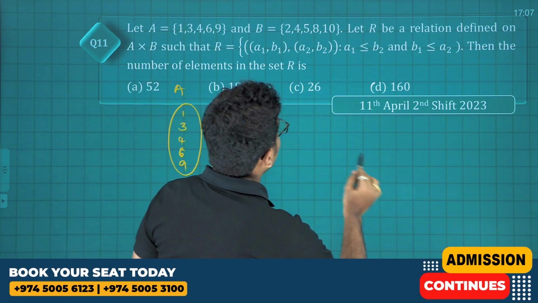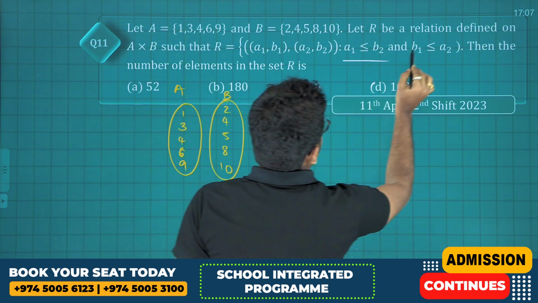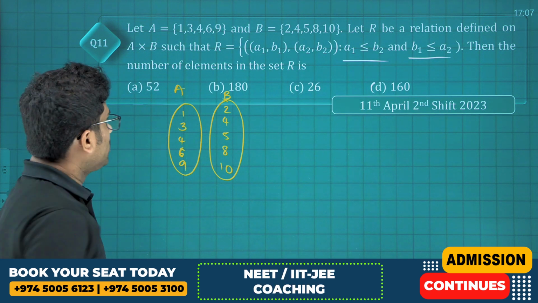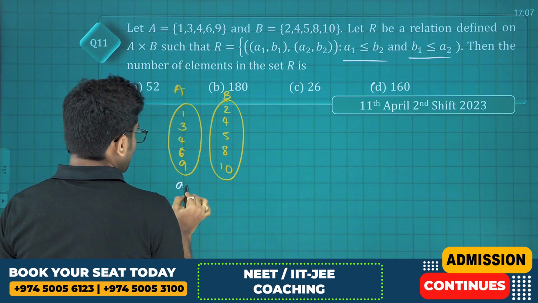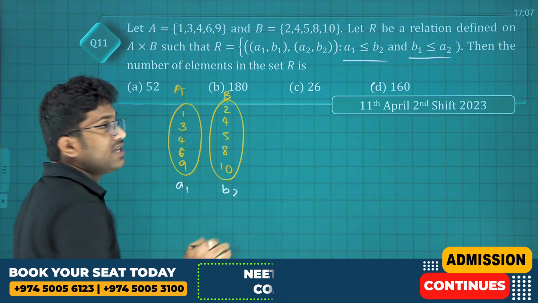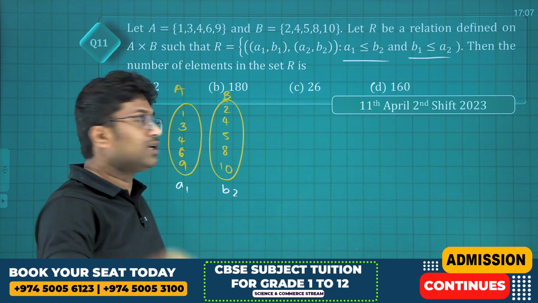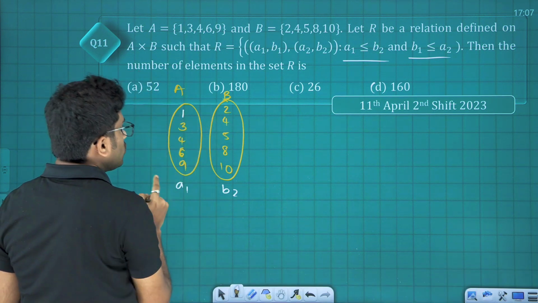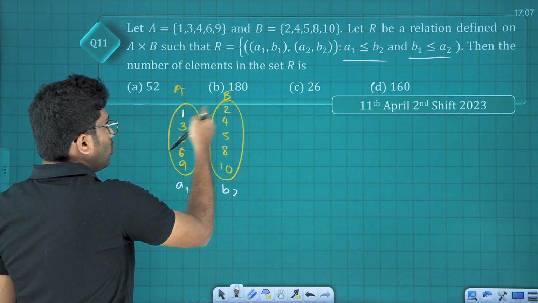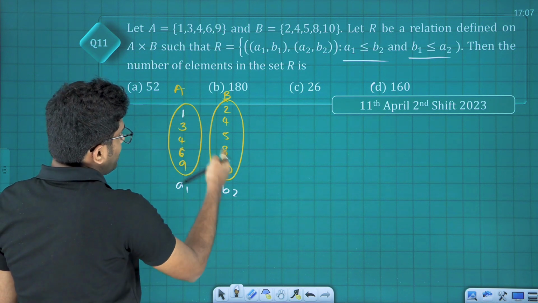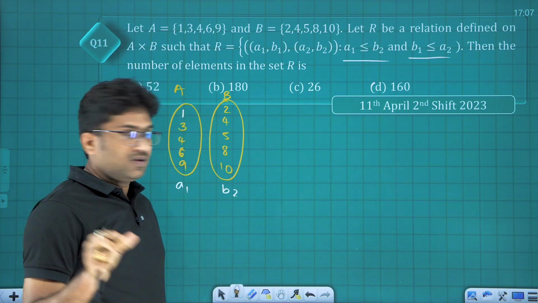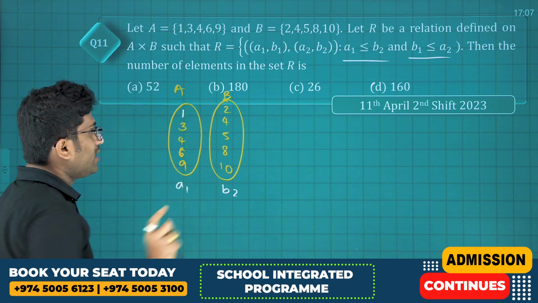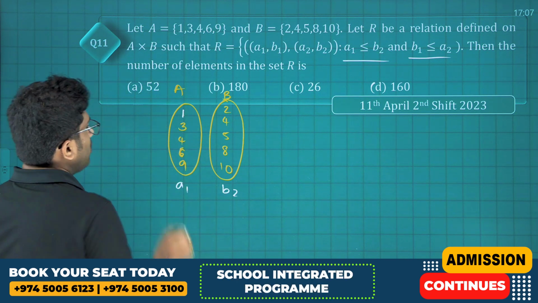What is our relation now? a1 less than or equal to b2 and b1 less than or equal to a2. a1 should be from this set, b2 from this. a1 less than or equal to b2 means, friends, 1 is less than or equal to 2, 1 is less than or equal to 4. So 1 2, 1 4, 1 5, 1 8, 1 10. With 1 we can form how many ordered pairs? 5 ordered pairs.